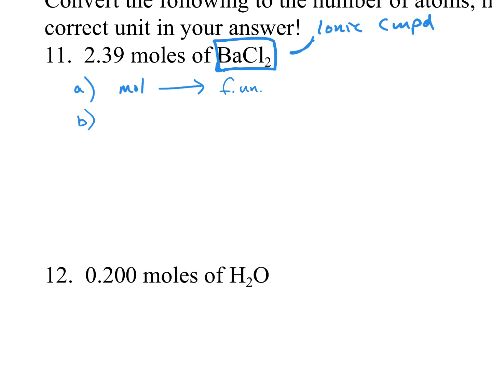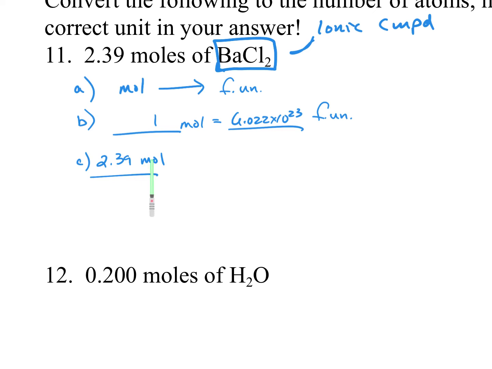So from here, you need an equality. How many moles equal how many formula units? So 1 mole is 6.022 times 10 to the 23rd. The third step of any dimensional analysis problem is to set up the multiplication so that the units cancel. That means you have to write the units. A lot of people skip this step right here, but if you're going to show that the units are canceling, they need to be present in your problem.